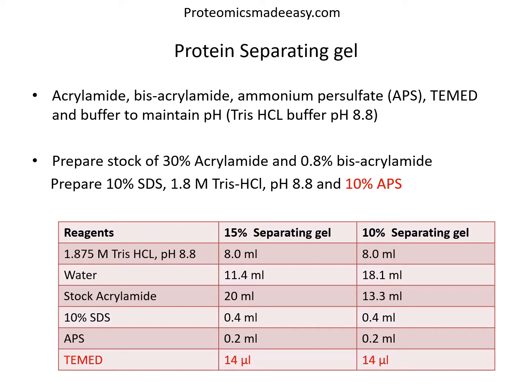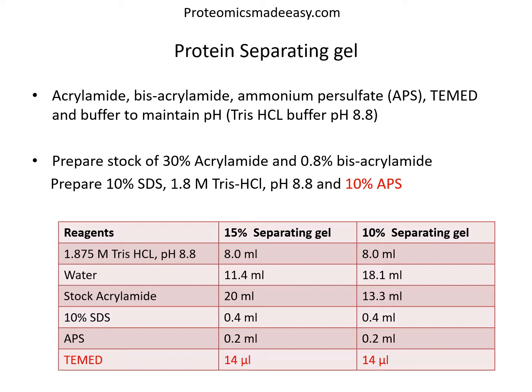Since acrylamide is a potential neurotoxin, you should be very careful, especially when weighing out acrylamide. Do this in a fume hood and wear an appropriate face mask. However, nowadays most laboratories use the ready-made acrylamide solution, 40% or 30%. Once you have a stock acrylamide solution ready, you can prepare 10% SDS, 1.8 molar Tris-HCl, pH 8.8, and 10% ammonium persulfate. Make sure you prepare APS fresh every time you cast a gel.